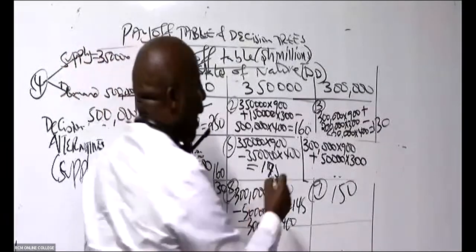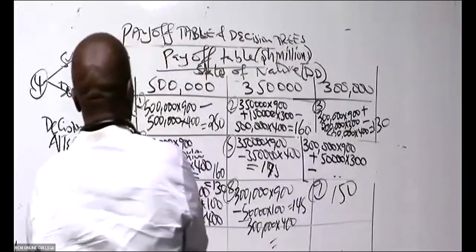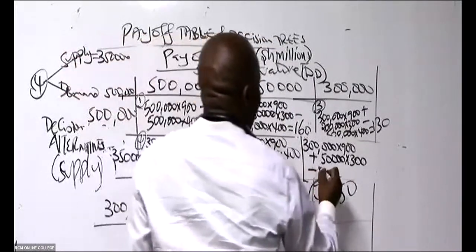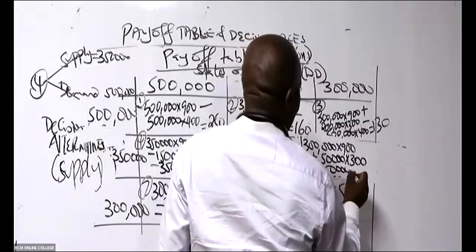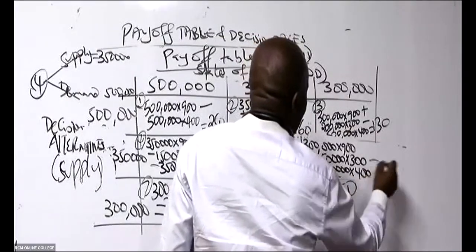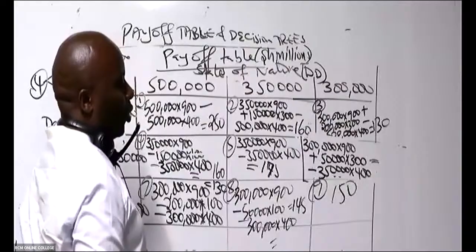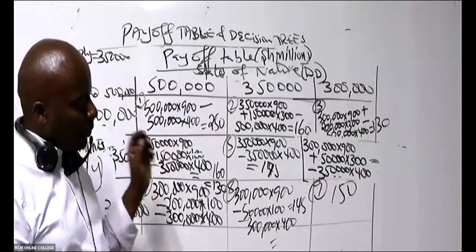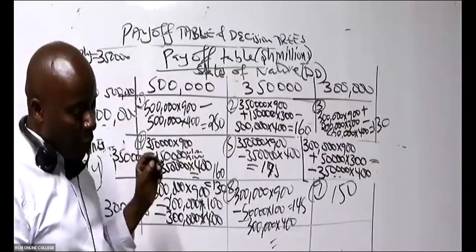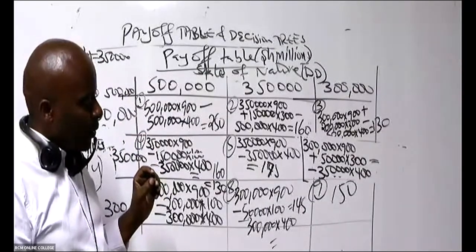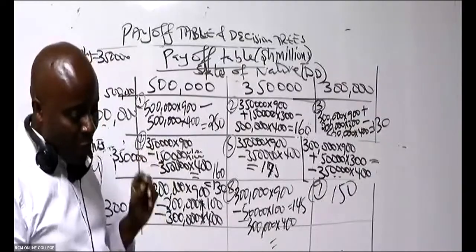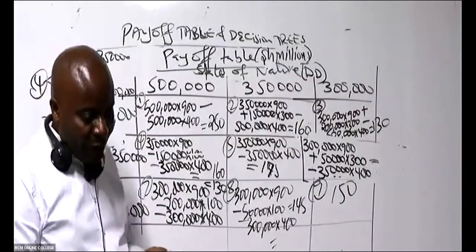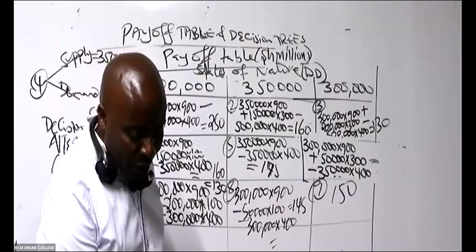Minus, in this case here, the cost of supplying. Cost of supplying, we are getting is 350,000, right? Times what here somebody? Let's first of all close this, Lizzie. Please take your calculator now. 300,000 times 900 plus 50,000 times 300 minus 350,000 times 400. What are we able to get there?